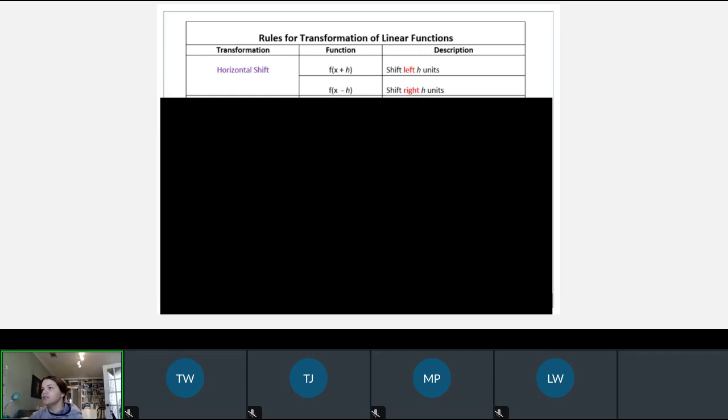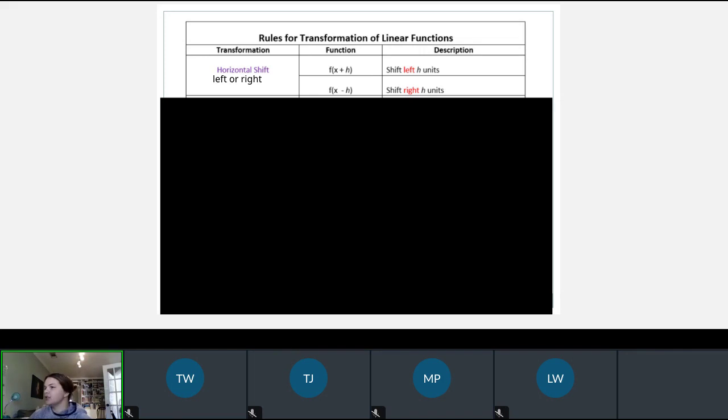Okay, the first translation we're going to talk about, and if you want to make any notes on your class kick assignment, go ahead and make any notes that you need to. All right, so a horizontal shift. Horizontal means that we're moving left or right. Okay, horizontal refers to the x-axis. So this is when we're going to take our original parent function and we're either going to move it to the left or to the right.